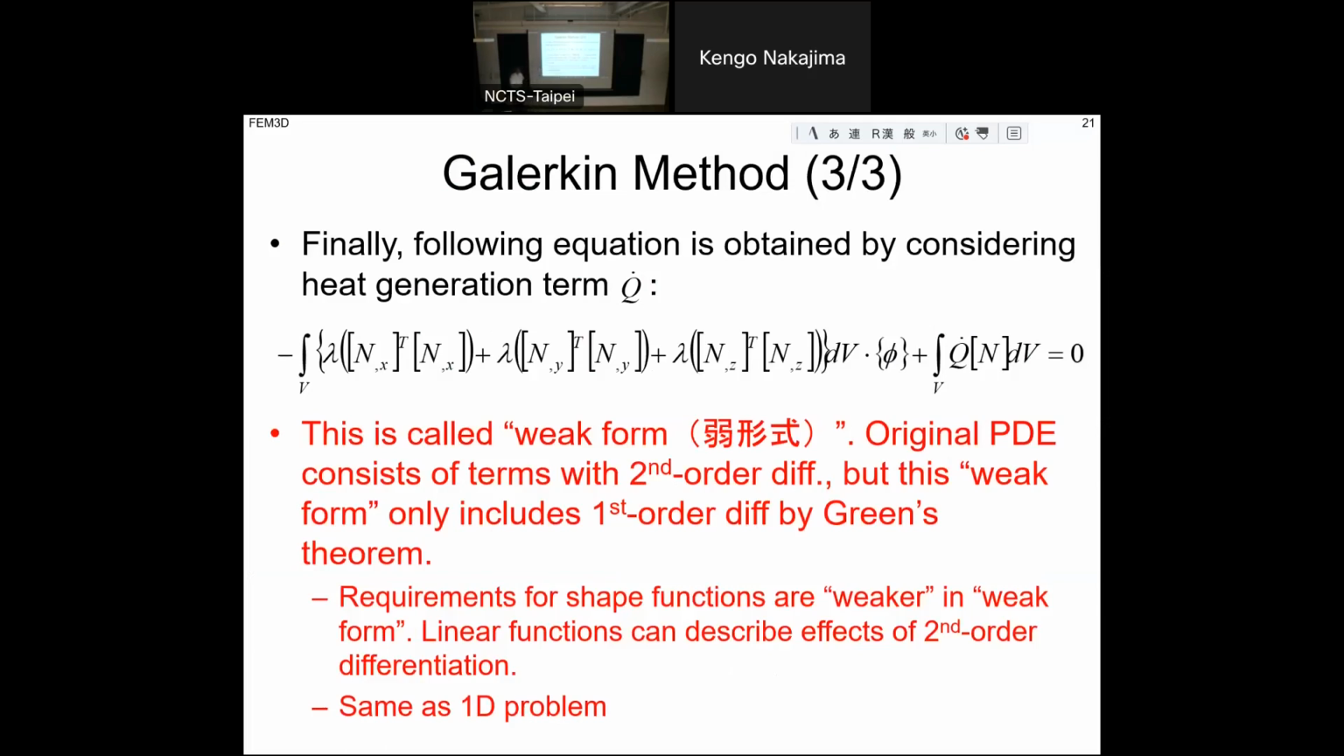Okay, so this part is the same as I showed yesterday, but I repeat. This is called the weak form, and the original PDE consists of terms with second order differentiation. But this weak form only includes first order differentiation by Green's theorem. Requirements for shape functions are weaker in the weak form, and the linear functions can describe the effects of the second order differentiations, the same as the 1D problem. Okay, so this is our target equation now.